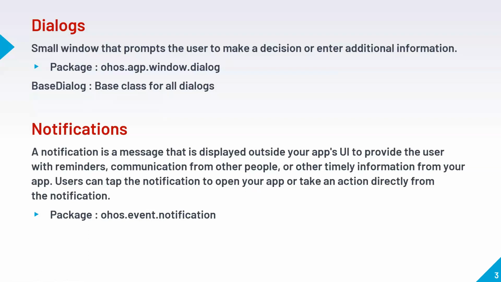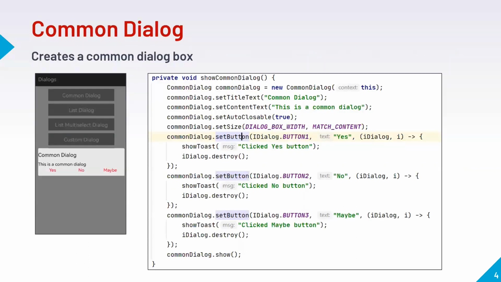When it comes to dialogues, we have a basic one called the common dialog. I have mentioned here how it is created. Normally we create a common dialog instance, and then we have methods like set title text and set content text to give the content of that dialog box. On the left side we have this common dialog, so we can specify the title of that dialog box. Then if you have to give any description, you can mention that as content.